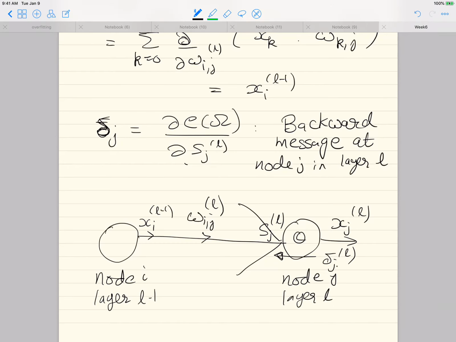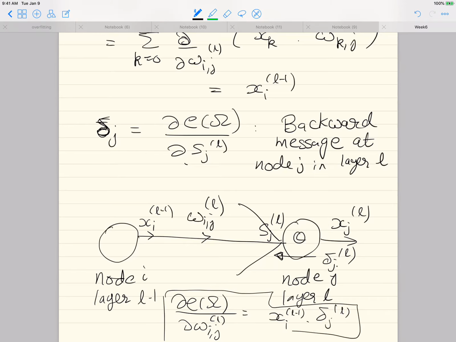So delta J is the message. Xi is the message that goes out of node I. Delta J is the message that goes back in node J, backwards. This is our interpretation of delta J. And the formula for the derivative, dE of omega by dWij of L, is simply Xi of L minus 1 times delta J of L. This is the formula we have.